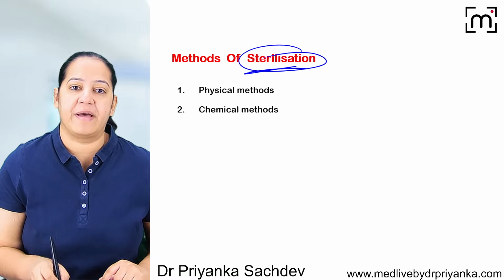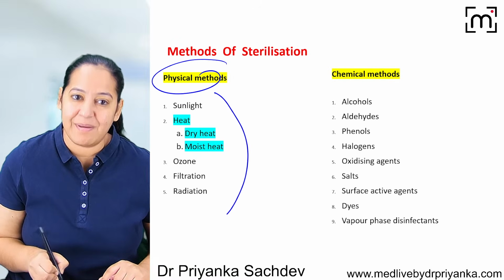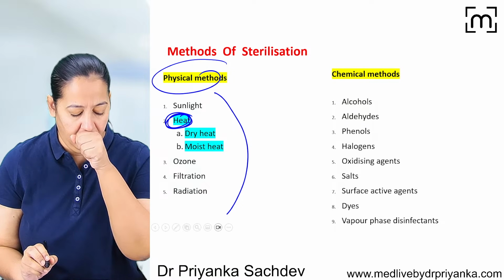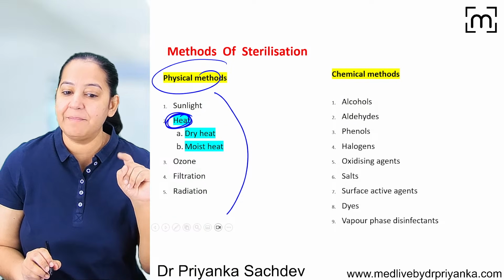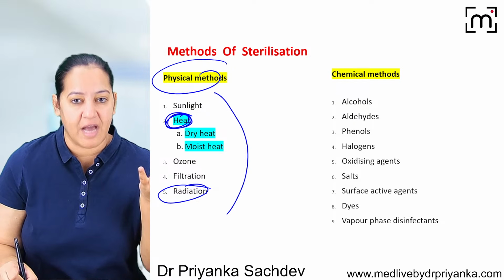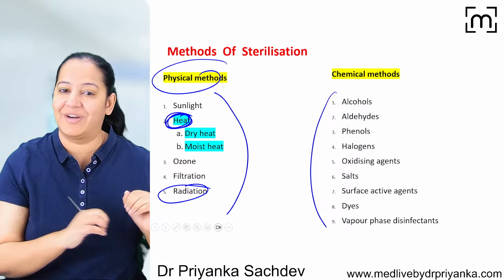There are two types of methods, physical and chemical. In the physical methods we have various methods. The most important among them is heat. Among the physical methods, we will see heat and radiation in detail, and among the chemical methods, we will see a little detail of all of them. So let's start the physical method of sterilization.